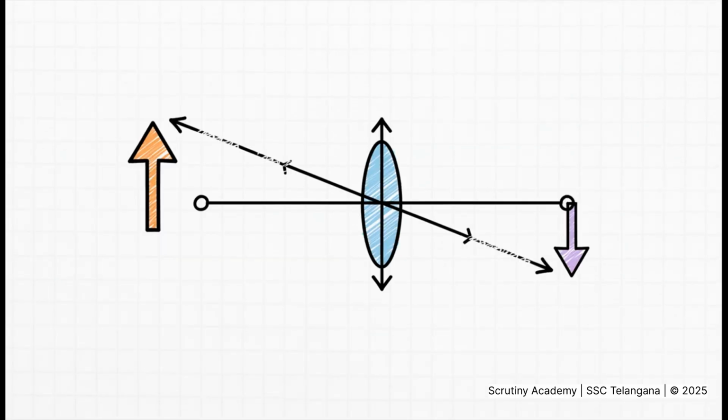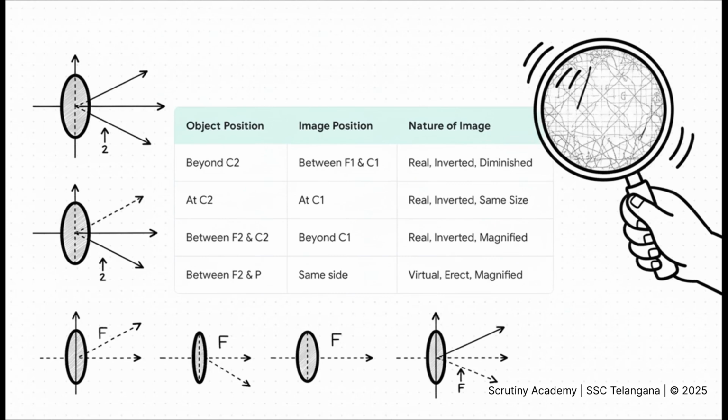Say we put an object, like an arrow, pretty far away from a convex lens. Okay, let's trace the rays. One ray from the tip travels parallel, and then bam, bends through the focus. Another ray goes straight through the center. Where those 2 lines cross, that's where the tip of our new image is. And look what we get. The image is smaller, it's upside down, and it's real, which means we could actually project it onto a screen if we wanted to.